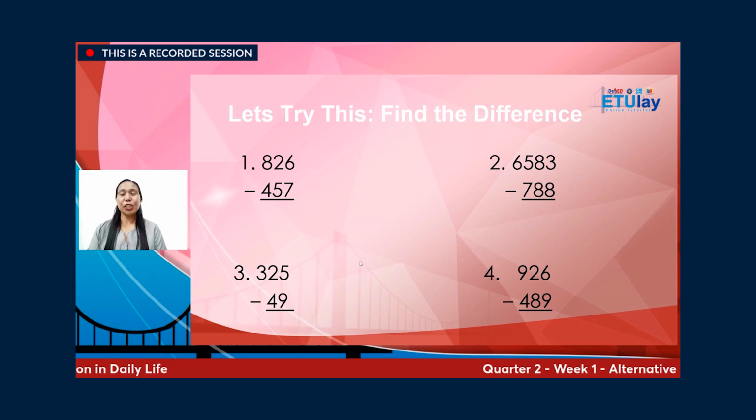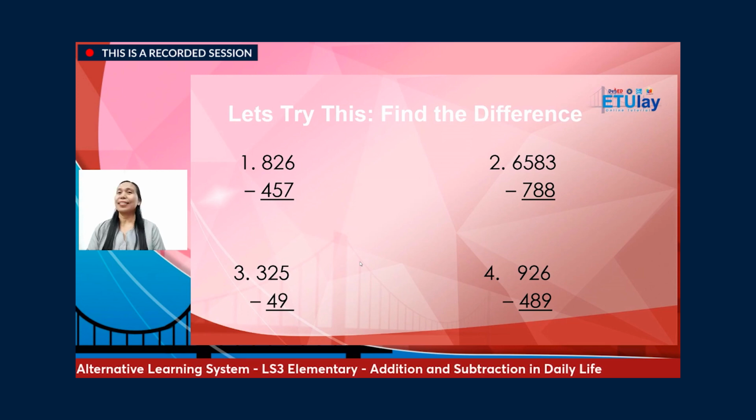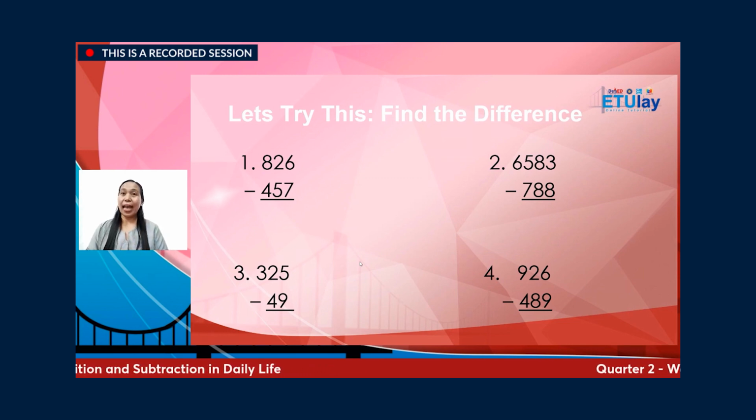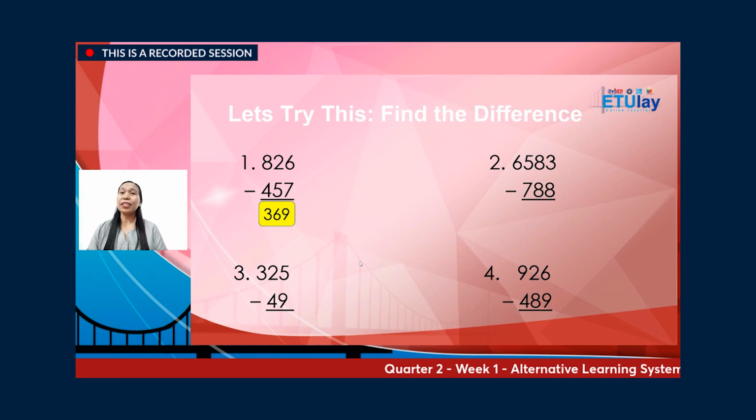To further understand subtracting with regrouping, let's try this. Find the difference. Number 1, 826 minus 457. And the answer is 369. How did we get 369?